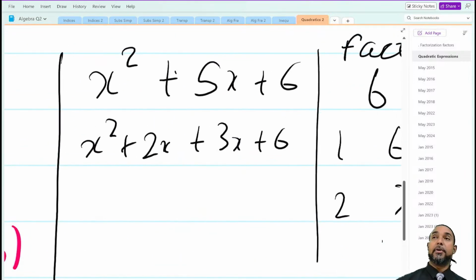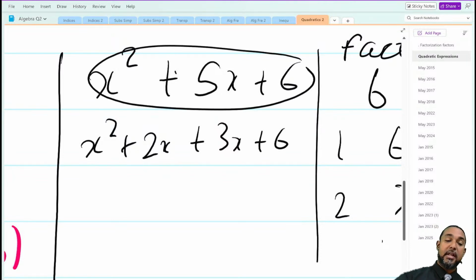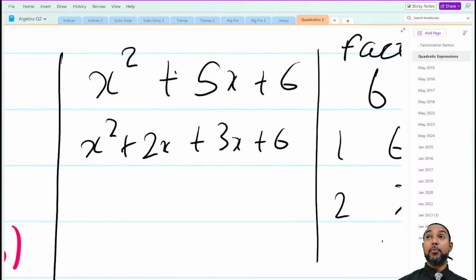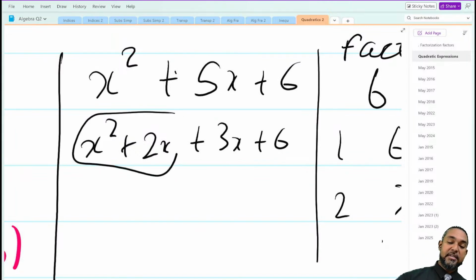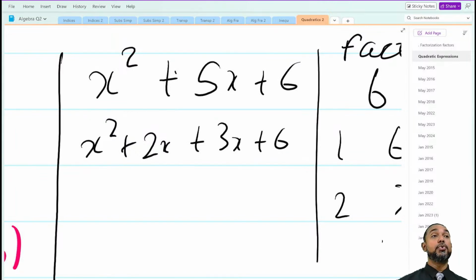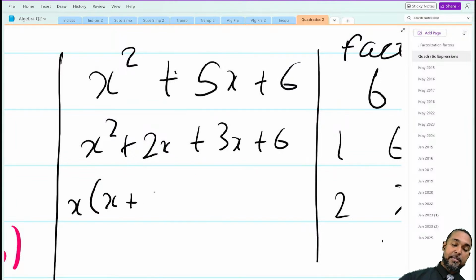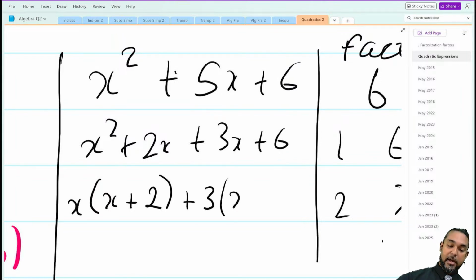And now we can do something called factorization by grouping. Instead of trying to factorize 3 terms which clearly have no common factor other than 1, we can now factorize this pair. So between x squared and 2x, what's the common factor? x. And when we divide, what's x squared divided by x? x. And 2x divided by x will give us back 2. And between 3x and 6, I think 3 is the common factor, right? 3x divided by 3 will give us back x. And 6 divided by 3 will give us 2.